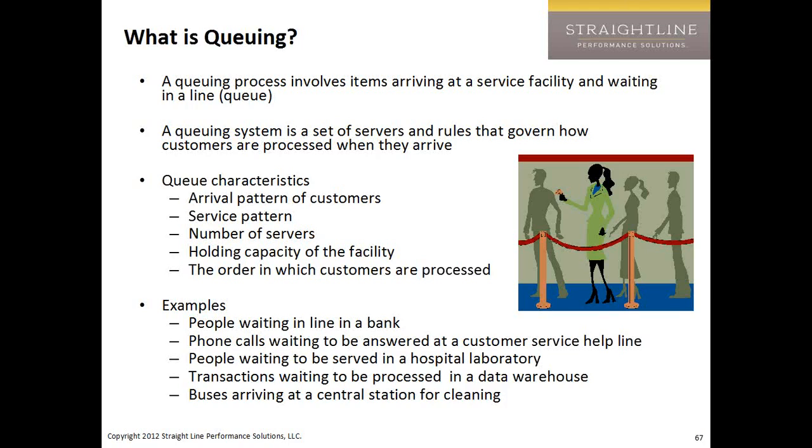A fourth characteristic, a little more minor but definitely important, is the holding capacity of the facility. If you have a bank and people getting in line, at some point there's not going to be enough room to fit them. And you might think at some point they're going to start turning away. If the line gets so long, they'll say, well, heck with this, I'm just going to do this online, or go to a different location, or come back on a different day or time. And then finally, the order in which the customers are processed.